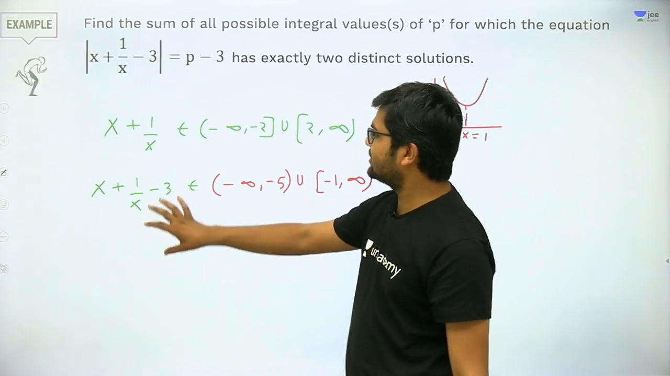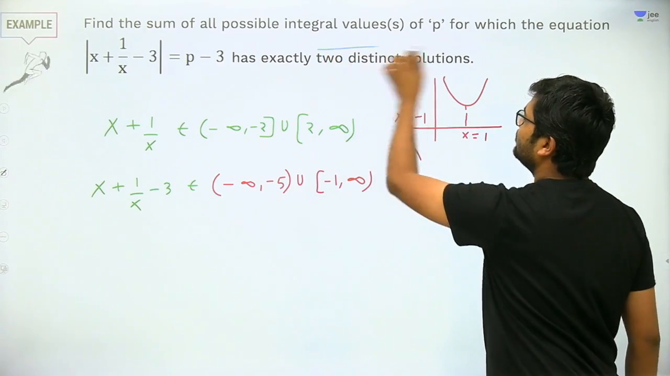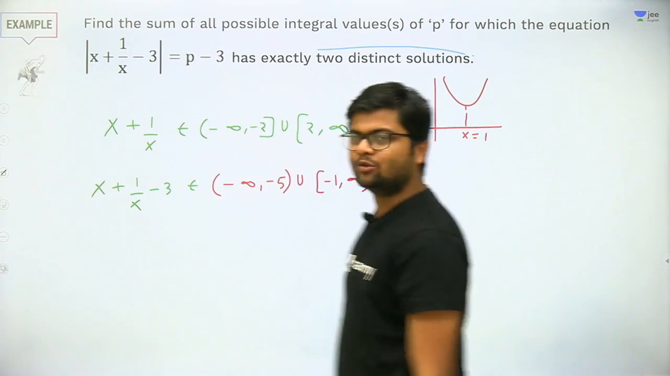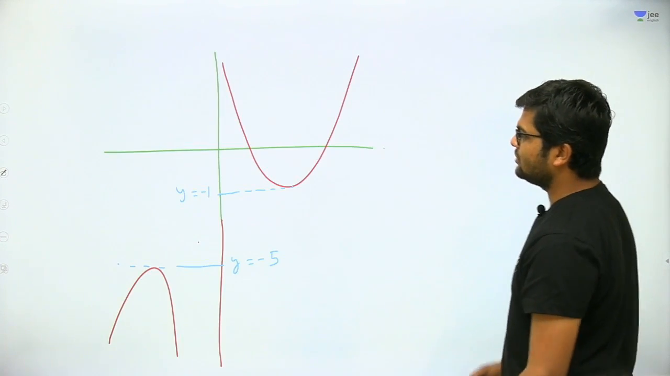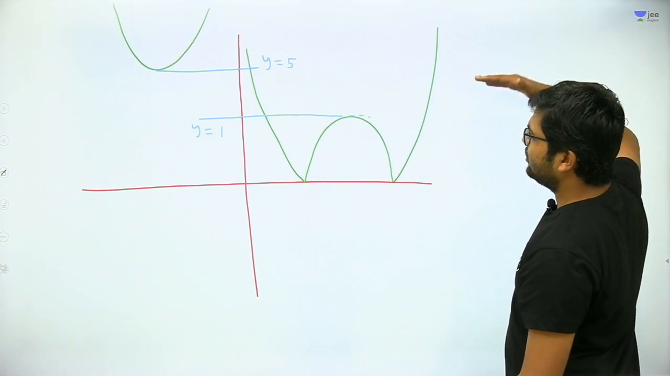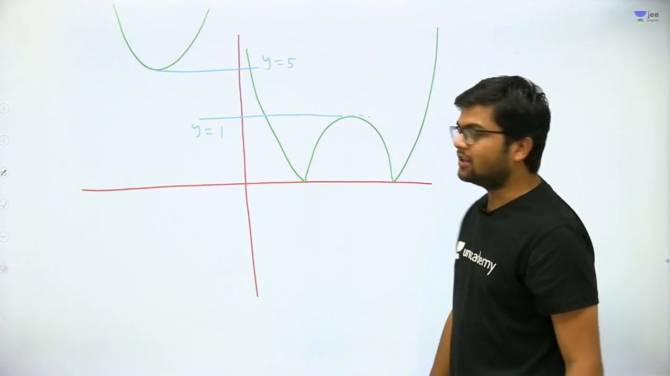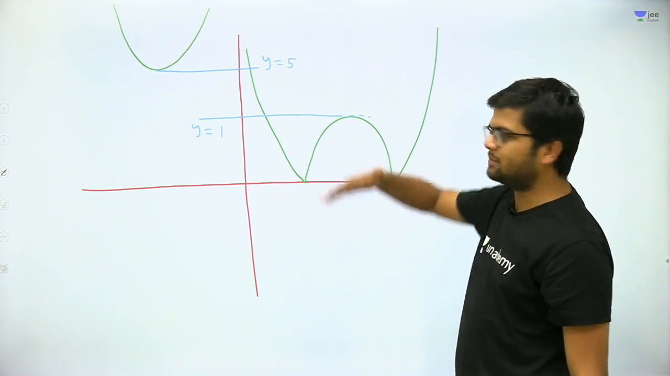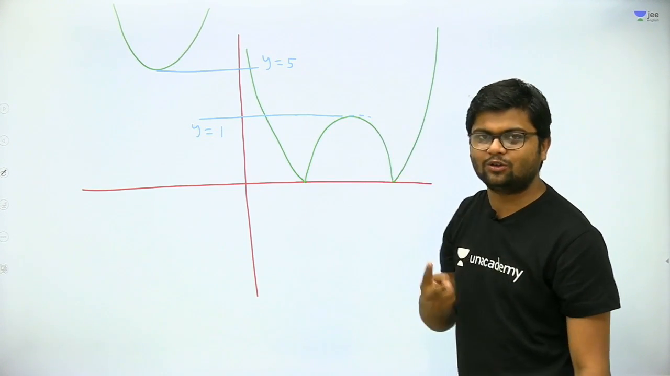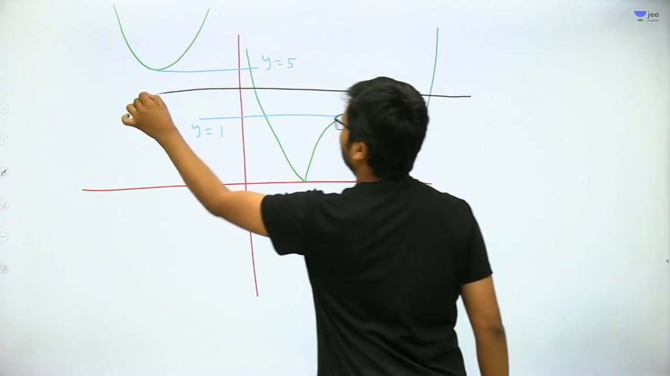So now let's discuss the graph of the right hand side, which is p − 3, and I have to solve for two distinct solutions. Just understand that the graph of p − 3 will be a straight line parallel to the x-axis, because p is constant. Got my point? Now for any line parallel to the x-axis to have two distinct solutions with this graph, the line should come in this region somewhere.